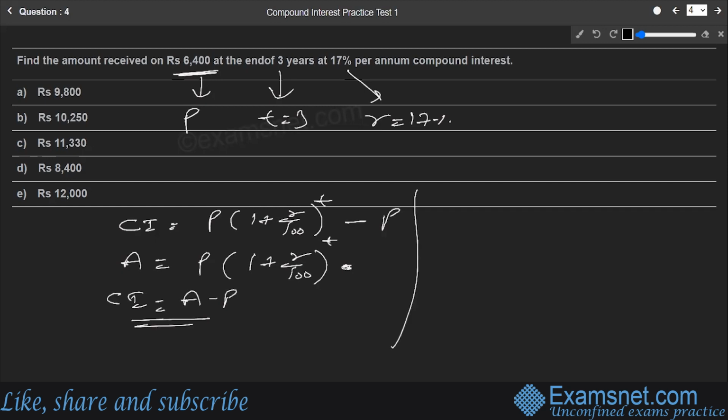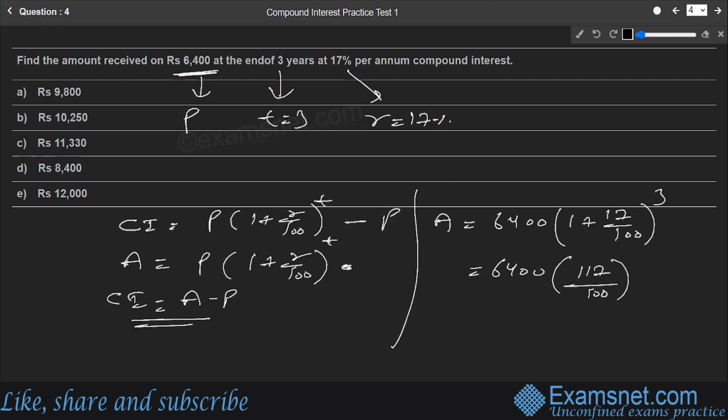So both the things can be applied. So let us do the amount part first. Let us find out the amount. So the amount value is 6,400 rupees, that is the principal value, multiplied by 1 plus rate value 17 over 100 to the power 3. So that is what will be the amount value. If you solve this further, this comes out to be 6400 times 1 plus 17 over 100, which is 117 over 100's whole cube. If we solve this together, then this comes out to be rupees 10,250, and that is the actual amount value, rupees 10,250, and is available in option number B, and is the right answer.